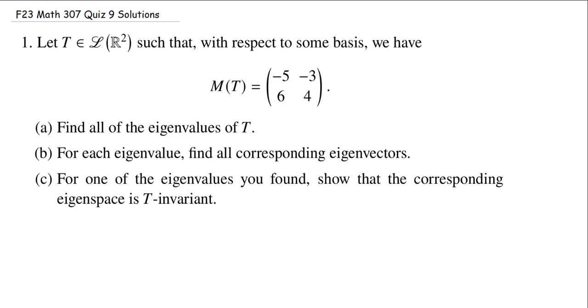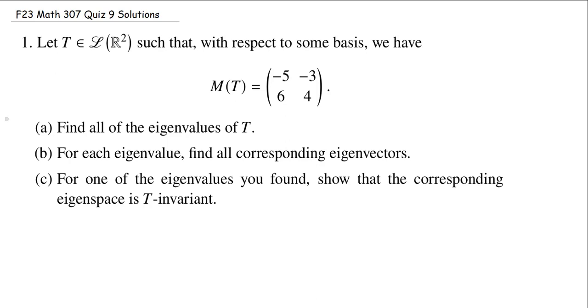And here we are back to finding eigenvalues and eigenvectors. So we're given some operator T on R2, and we're told that with respect to some basis, we know what the matrix of that operator is. It's given here by M of T. Our first job is to find all the eigenvalues. Then we're going to want to find, for each eigenvalue, all the corresponding eigenvectors. And finally, at least for one of the eigenvalues, we'll show that the corresponding eigenspace is T invariant.